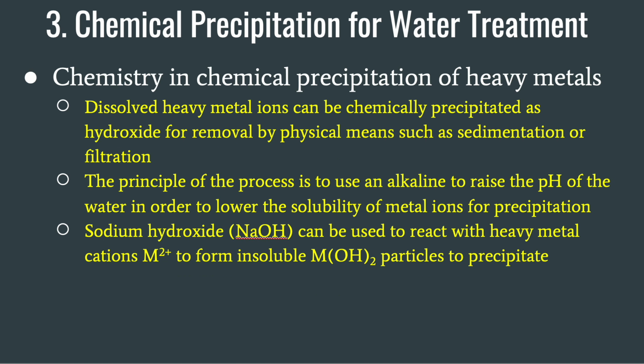Finally, I'm going to explain the chemistry of chemical precipitation of heavy metals. Dissolved heavy metal ions can be chemically precipitated as hydroxides for removal by physical means such as sedimentation or filtration. The principle of the process is to use an alkali to raise the pH of the water in order to lower the solubility of metal ions for the precipitation. Sodium hydroxide can be used to react with heavy metal cations to form insoluble particles to precipitate.